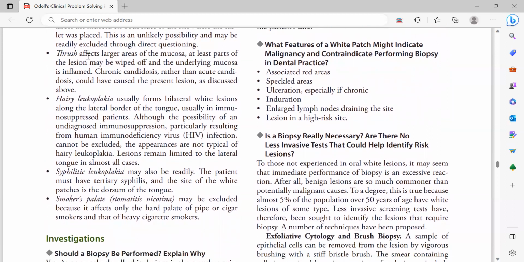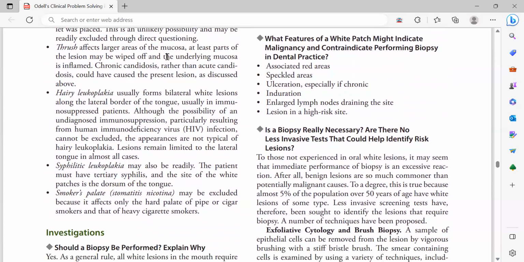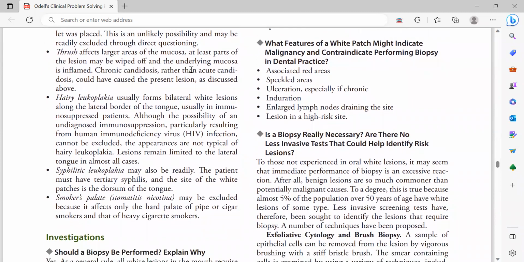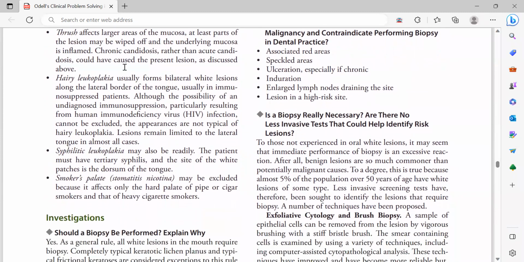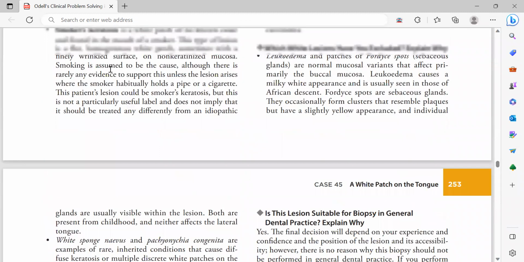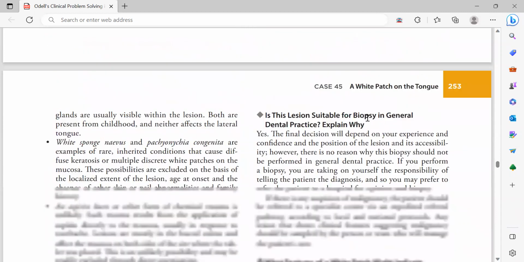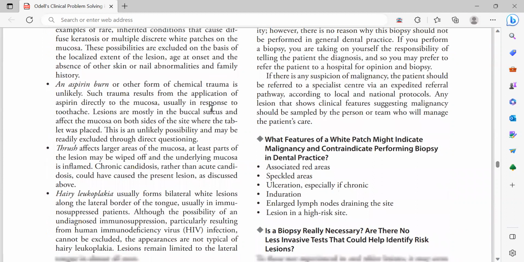Then thrush, which is a fungal infection, affects larger areas of the mucosa and at least a part of the lesion can be wiped off. As we know, leukoplakia we cannot wipe off or remove. And the underlying mucosa is generally inflamed in case of candidiasis. Chronic candidosis rather than acute candidosis could have caused the present lesion, as discussed above. So as we discussed, we cannot exclude it only on clinical grounds. We can do a biopsy and certain other investigations.